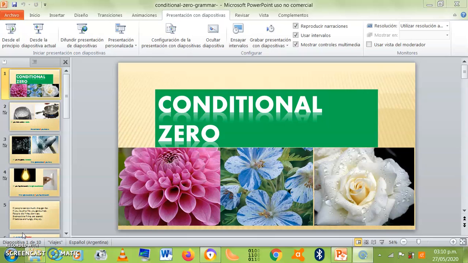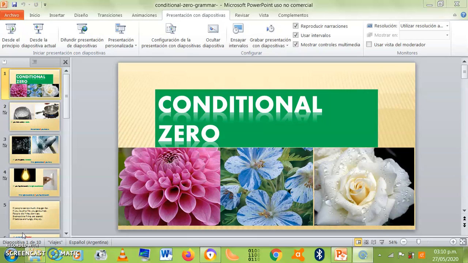It's my intention to explain again the grammar point of the conditional zero, because I heard that some of you have problems understanding this grammar point, and something is not so clear or is confusing to you. So we are going to see the grammar point again, and I have prepared this presentation to explain it more clearly, to clarify your doubts.